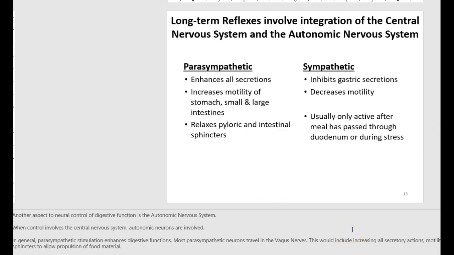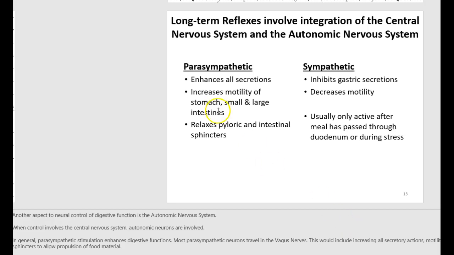Long-term reflexes involve the autonomic nervous system. Specifically, the central nervous system is going to receive sensory input and send out motor signals via autonomic neurons. So in general, I think you're already aware of the fact that the parasympathetic branch of the autonomic nervous system helps digestion, whereas the sympathetic branch does not. So if you think about it, parasympathetic will enhance secretion. It will also increase motility, whereas the sympathetic nervous system will inhibit secretion and decrease motility.